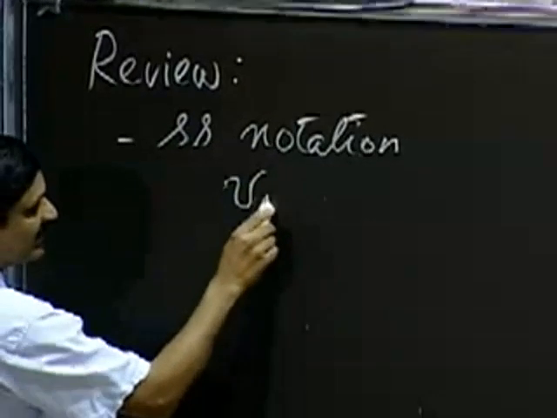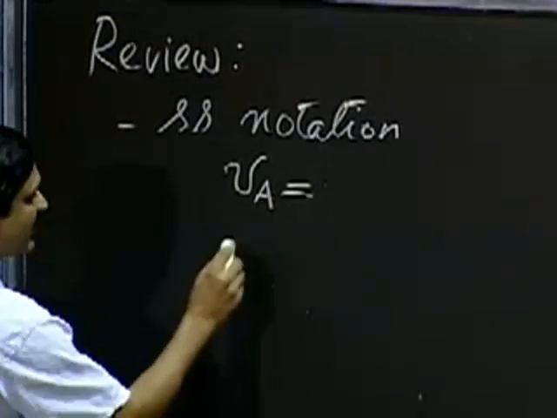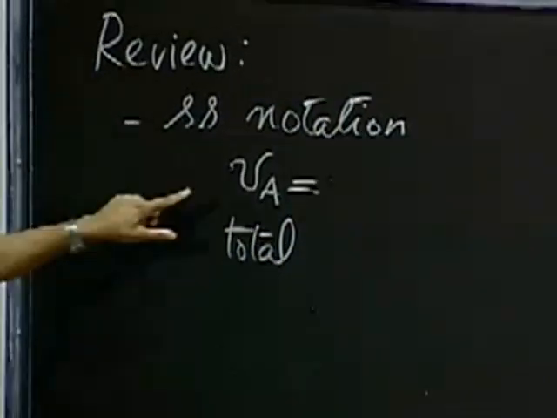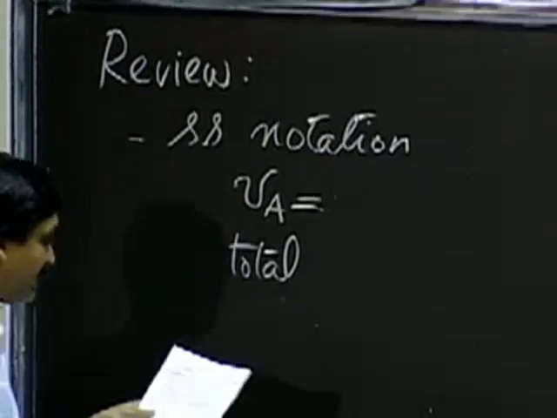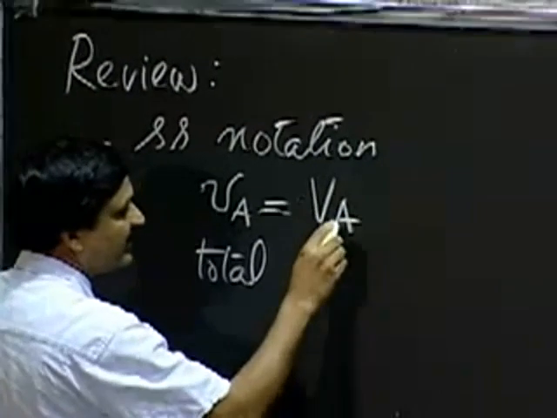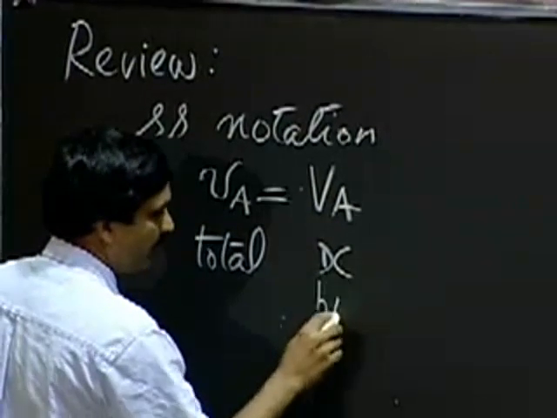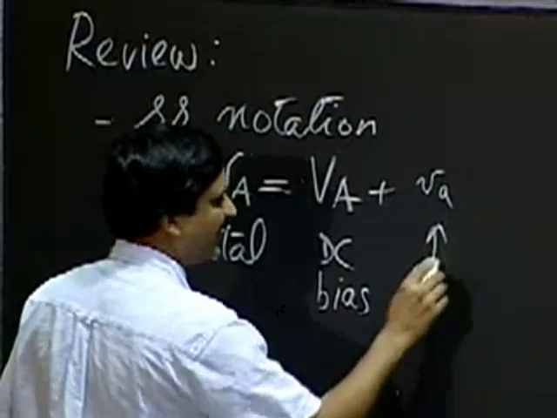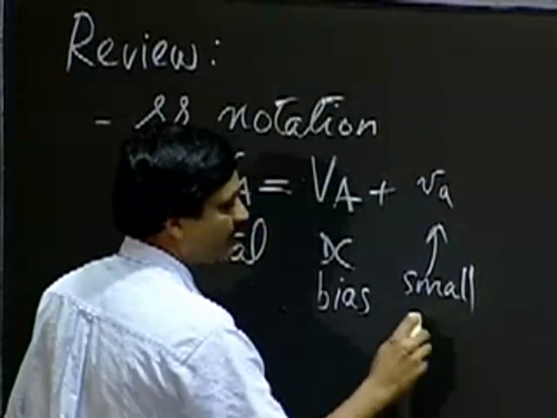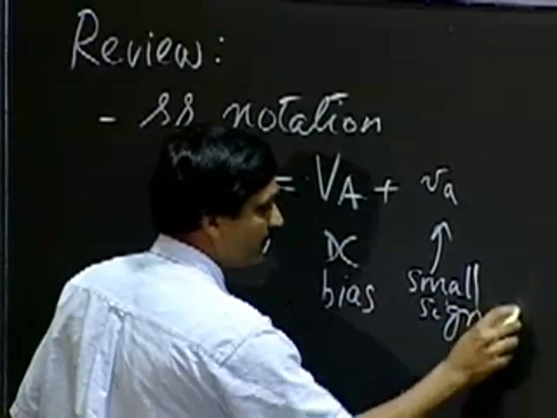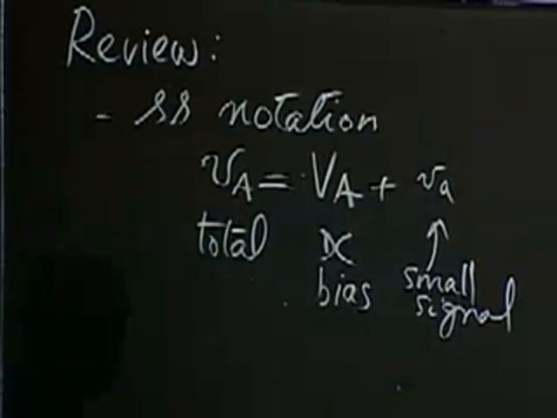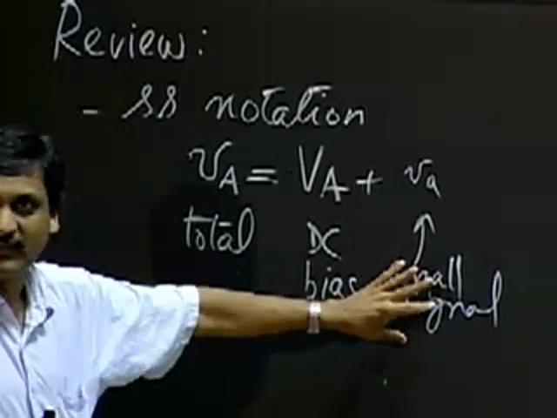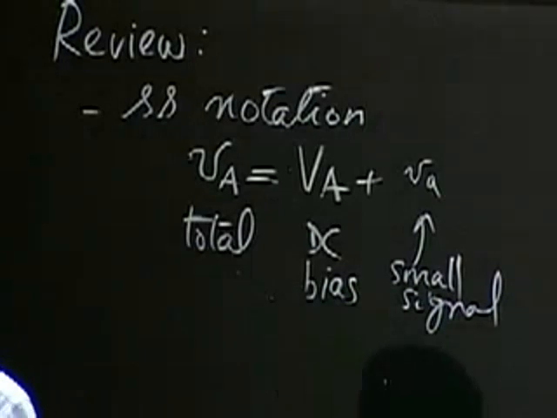And our notation looked like this. Our total variable was small and capital. And this was a DC bias. And this was a small signal. This is also called the operating point. And the small signal is also called the incremental signal.